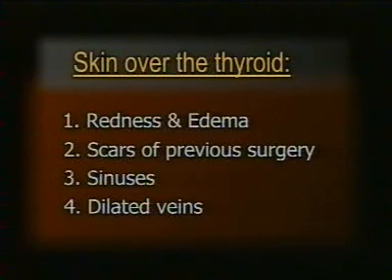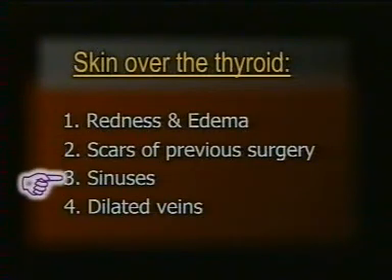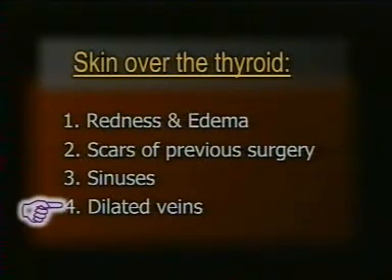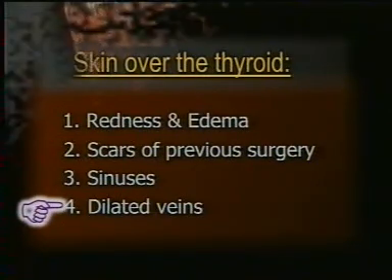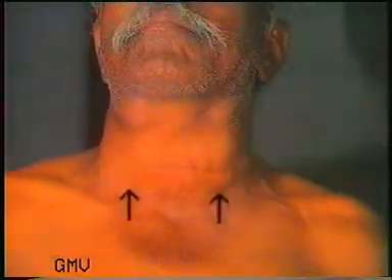Then inspect the skin over the swelling and look for redness and edema suggestive of inflammation, scars of previous surgery, sinuses, and dilated veins. Note this transverse scar of previous thyroid surgery, which tells us that this is a recurrent thyroid swelling. And this is a sinus in the midline of the neck discharging mucus like fluid. This is a thyroglossal fistula.